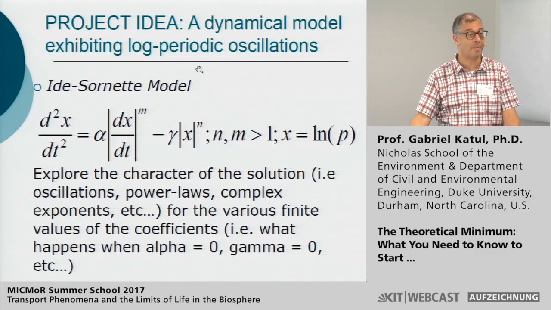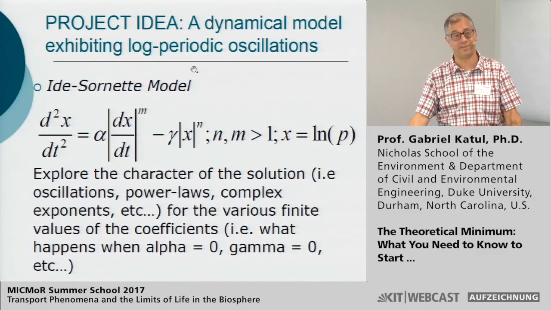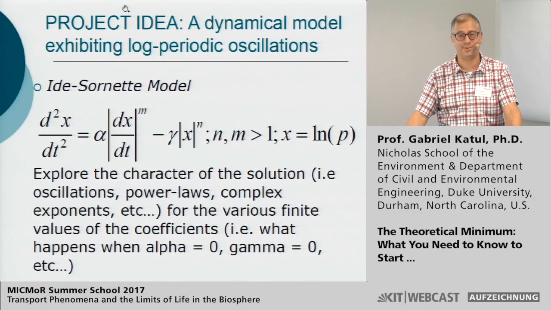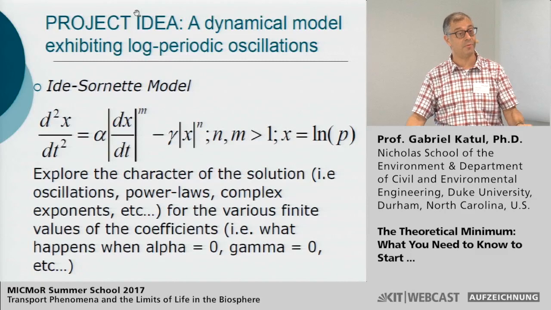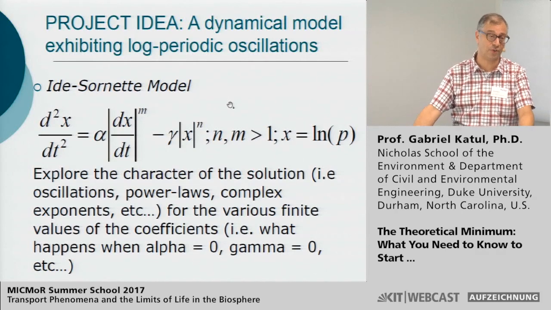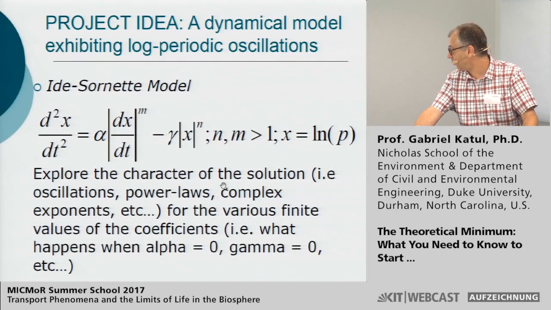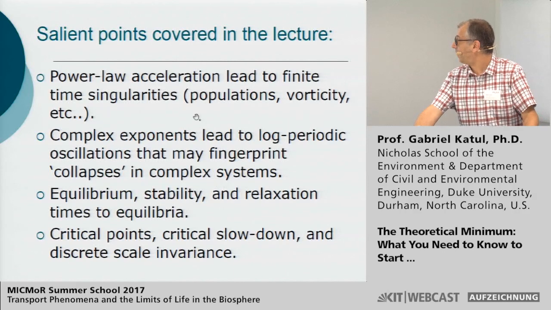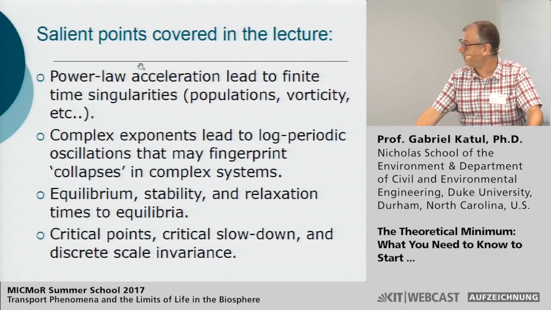So if you're interested in a project that has a little bit more of a theoretical flavor, feel free to do a systematic analysis, what is called bifurcation analysis. You try to understand what range of parameters alpha, gamma, m, and n will give you certain features of the solution. Okay, so we are almost running out of time.